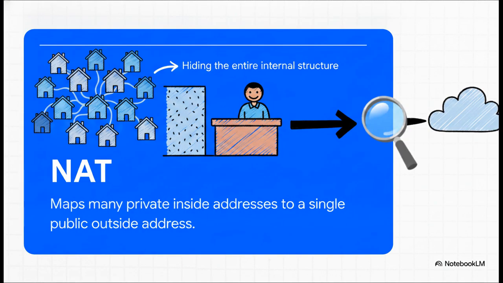But in our current IPv4 world, the real MVP of network security is NAT, Network Address Translation. Since public IPv4 addresses are so incredibly rare, companies use private IP addresses internally. NAT acts just like a corporate receptionist. It takes requests from thousands of private internal devices and routes them all out to the internet using just one public IP address. It effectively hides your entire internal network structure from the wild west of the outside world.